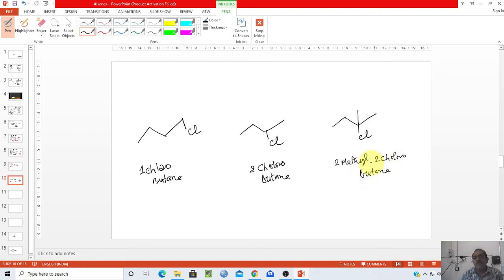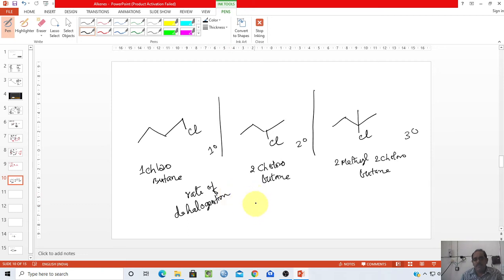Can you see what type of halides these are? As with alcohols, this is a tertiary halide, this is a secondary halide, and this is a primary halide. We have already seen the rate of the reaction for dehydration. The same thing applies here: the rate of the dehalogenation reaction in the presence of alcoholic KOH.